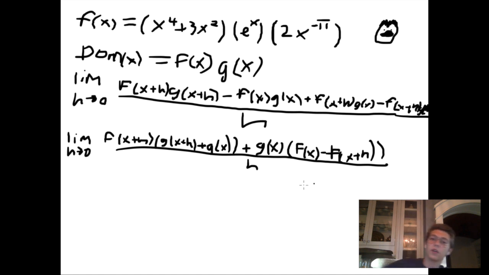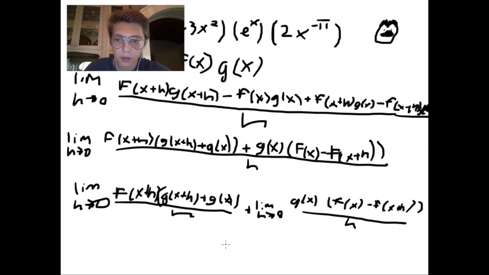So now we know that since this is all over h, we can split this up and take the limit of both sides. So now we have that, we can see that the limit is taken on both sides, and since there's just a plus in the middle here, we can split this fraction up into two separate fractions and take the limit of each.